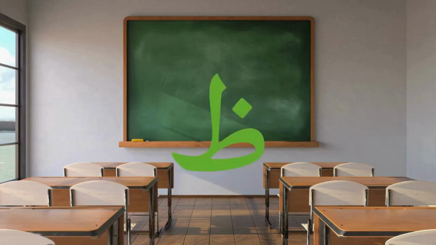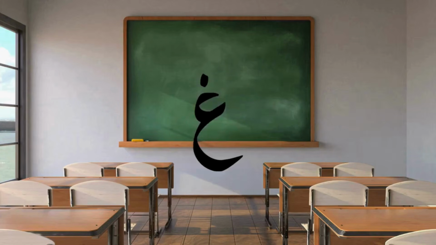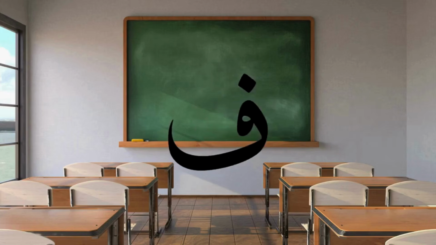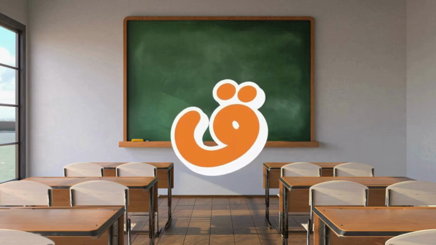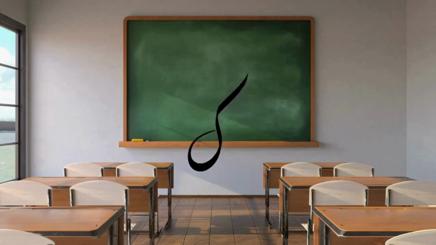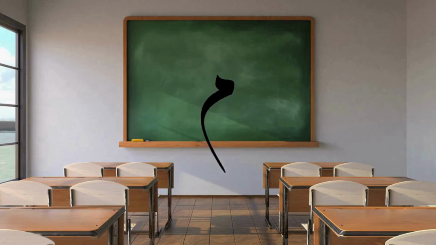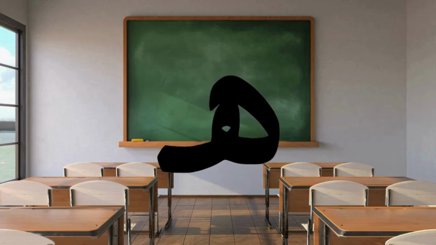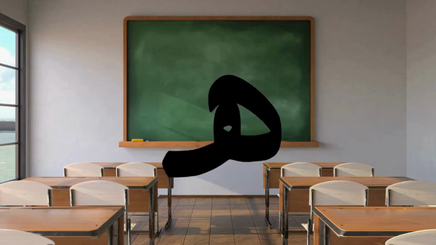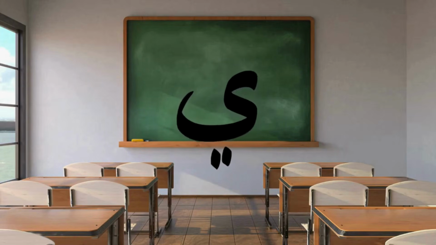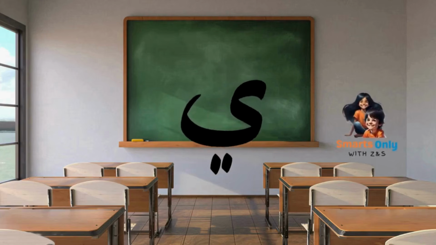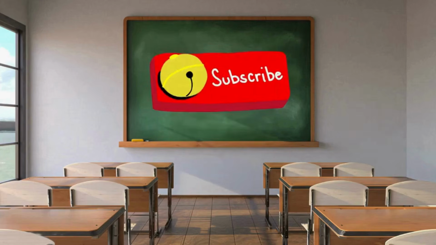Ta and Za, the rhythm's so cool. Ein and Gain, let's use them in school. Fa is for fun, Kaf is for quest. Together we're learning, doing our best. Qaf, Lam, Mim, it's almost done. Noon and Ha, we're having so much fun. Wow and Ya, now give a cheer. With smarts only we'll conquer the year.